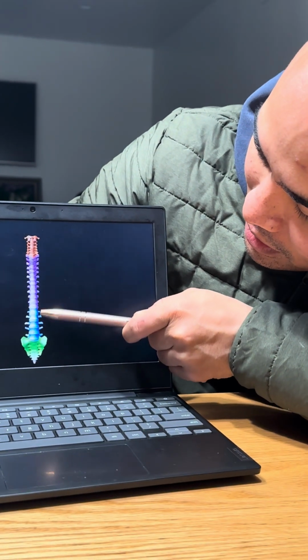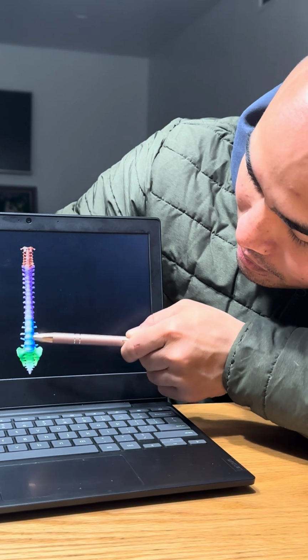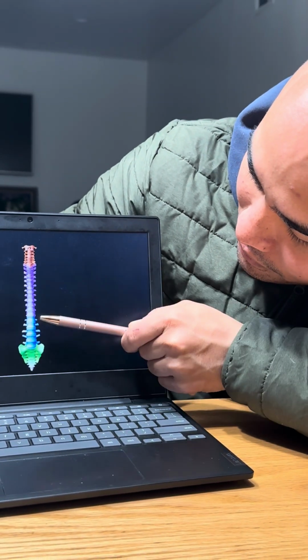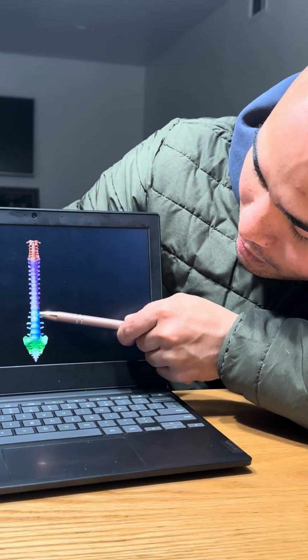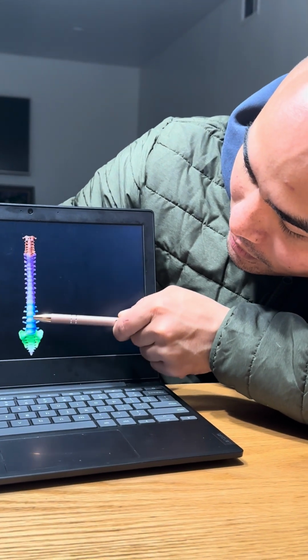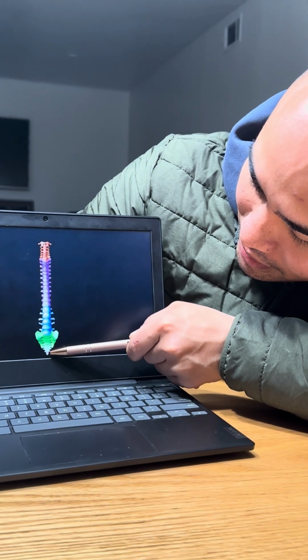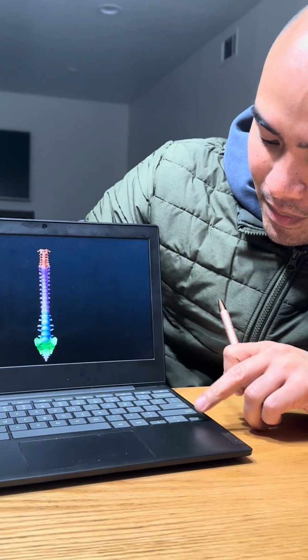The next one just below that is the lumbar. So the lumbar is L1 to L5. So there's five parts of that lumbar section. Then we have your sacrum, and the bottom part right here is your coccyx.